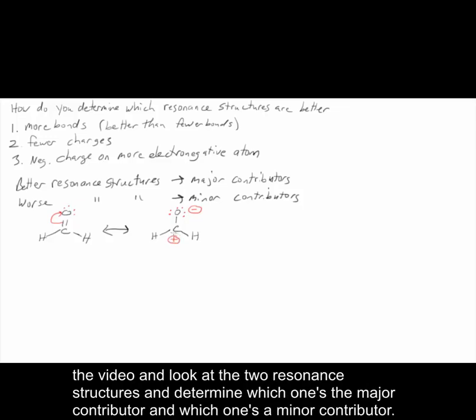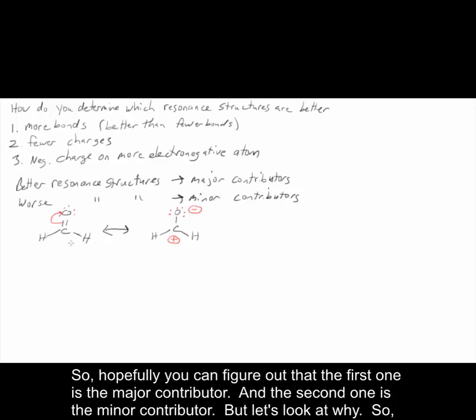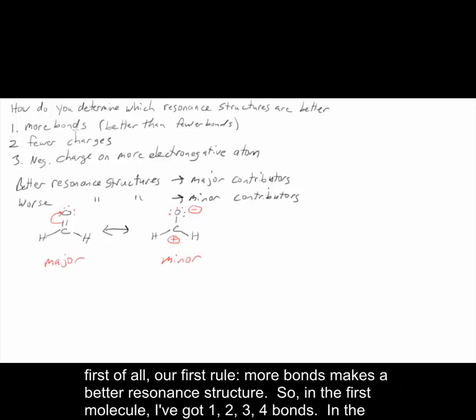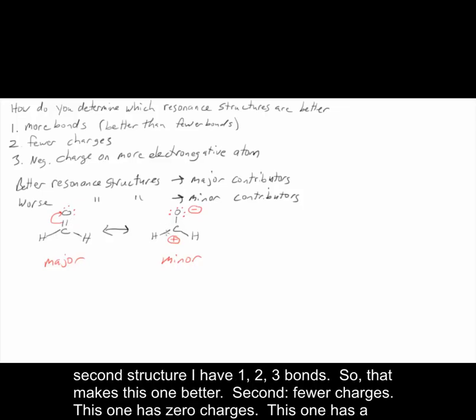Okay, so pause the video and look at the 2 resonance structures and determine which one's the major contributor and which one's a minor contributor. Hopefully you can figure out that the first one is the major contributor and the second one is the minor contributor. But let's look at why. First of all, our first rule, more bonds makes a better resonance structure. In the first molecule, I've got 1, 2, 3, 4 bonds. In the second structure, I have 1, 2, 3 bonds. So that makes this one better.